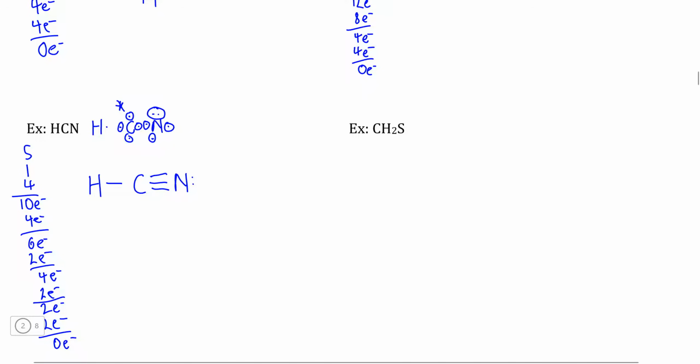And if we do an octet check, hydrogen is fine. It only needs 2 electrons. Carbon has 2, 4, 6, 8 from each of the bonds, so carbon is good. And nitrogen has 2 electrons from its lone pair, plus 4, 6, 8 from each of the 3 bonds, so the HCN structure is correct as well.